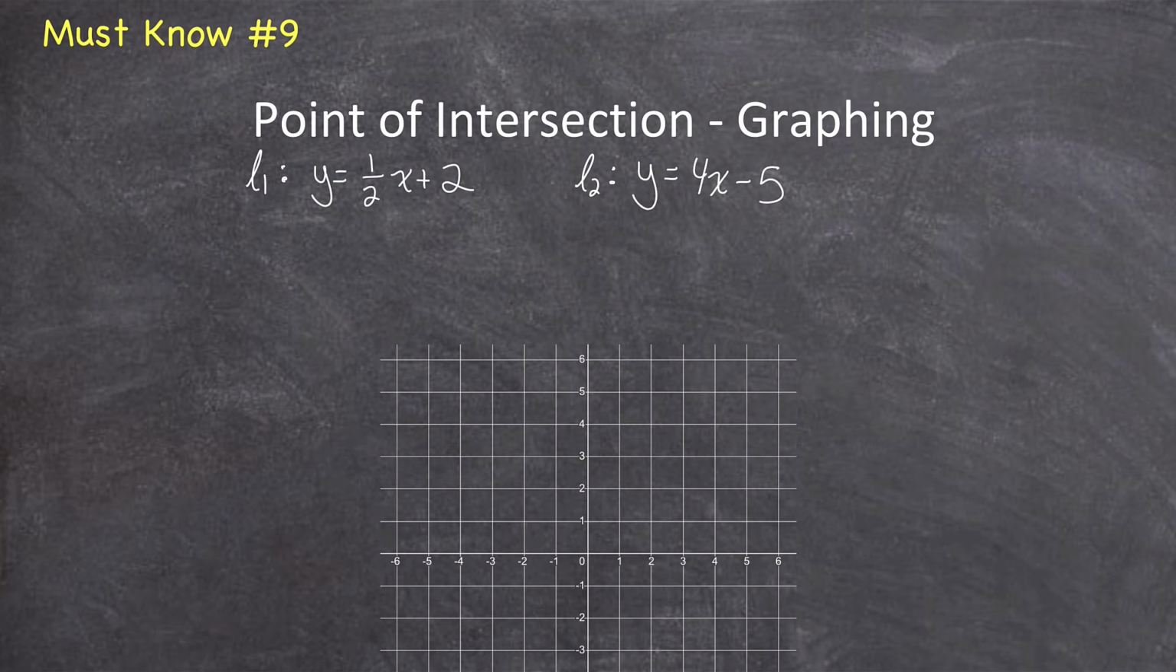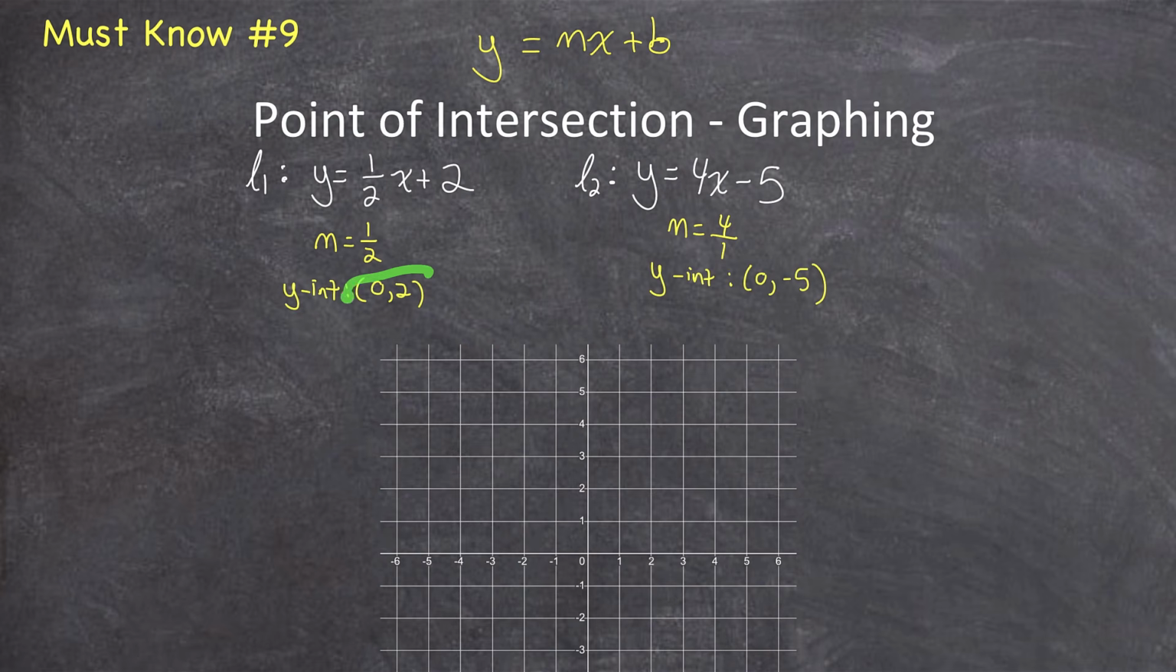Since both of these lines are in slope y-intercept form, I know that m represents the slope, so the slopes of these lines are 1/2 and 4, and the b values are the constant terms, 2 and -5. Those represent the y-intercepts. I can graph line 1 by plotting the y-intercept at 2, and then use the slope of 1/2. Remember, slope is rise over run. I can rise 1, run 2, and plot a point. And then I can follow that pattern to fill the grid, and I have the graph of line 1.